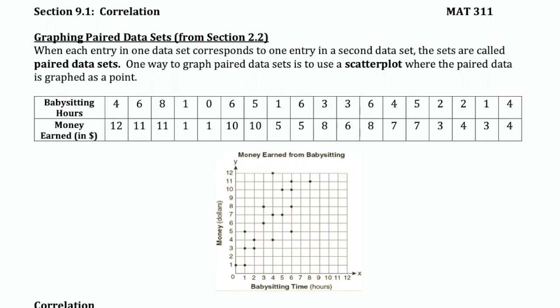This data set represents hours spent babysitting and the money that was earned. Babysitting apparently doesn't pay well. So when you look at the table of values, we typically assign one of these a variable x, and the other one we call y, and then we just plot them as points. So 4 and 12 go together in some sense. 4 babysitting hours led to $12 earned. So we plot that as the point (4, 12) on the graph.